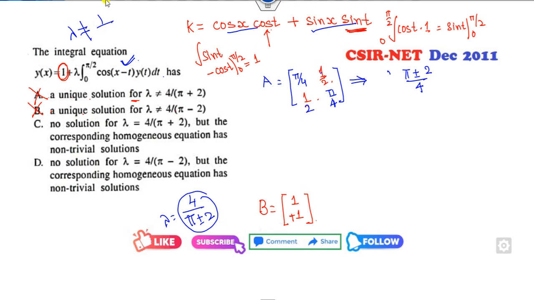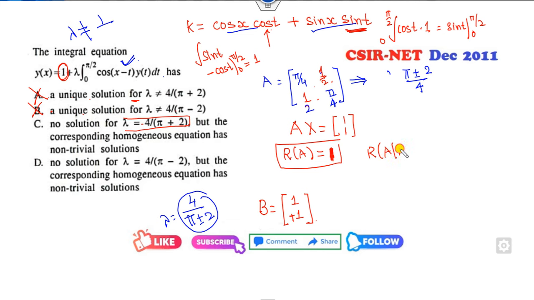Then your system Ax is equal to B. When lambda is equal to this eigenvalue, clearly the rank of this matrix is 2 minus 1, that is 1, because this is the root of this eigenvalue. And the rank of A augmented with B is 2, and both are not equal, so we will get no solution.